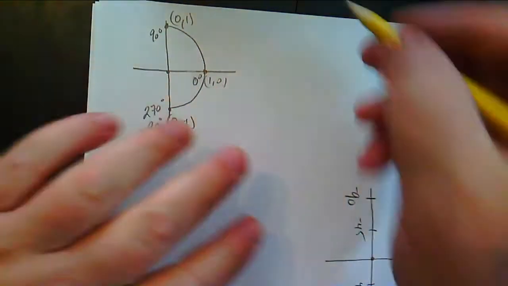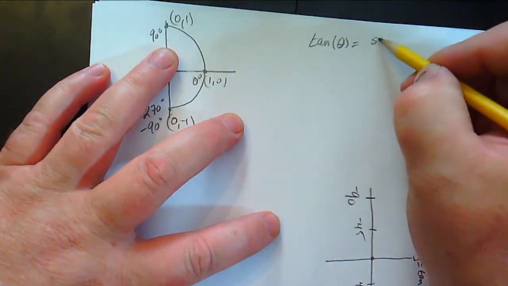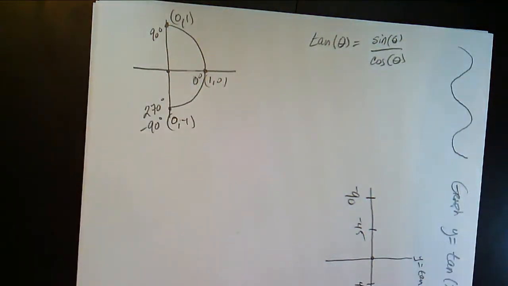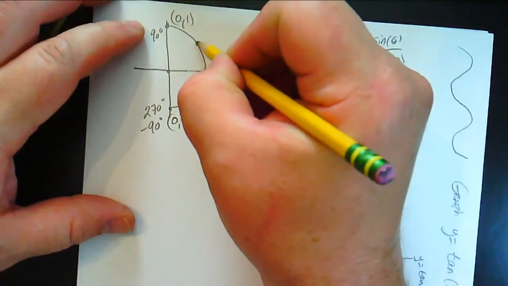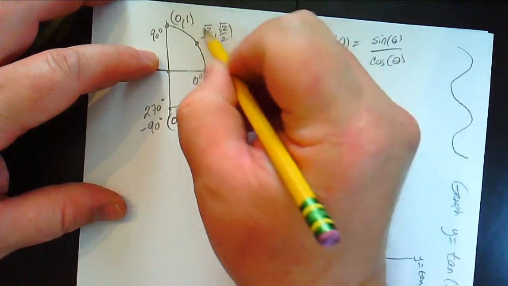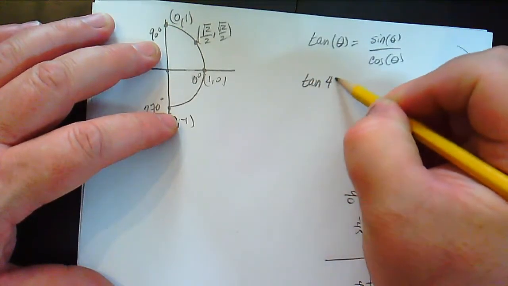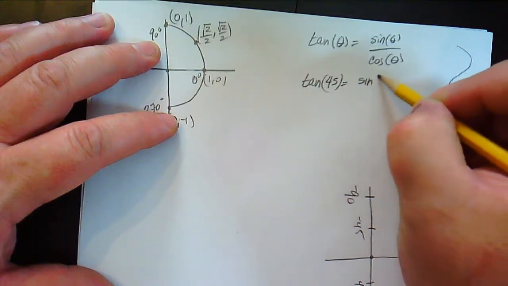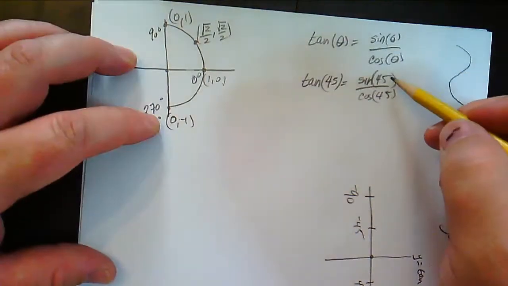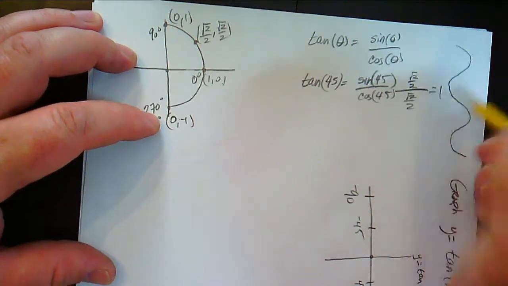Now, a thing you might not remember: the tangent of an angle is the same as the sine of that angle divided by the cosine of that angle. The reason we picked 45 is because the coordinates at 45 are really simple. They're both the same value, square root of 2 over 2, right? So the tangent of 45 degrees is equal to the sine of 45 divided by the cosine of 45. The sine of 45 is square root of 2 over 2, and the cosine of 45 is the same exact number, so that's 1.